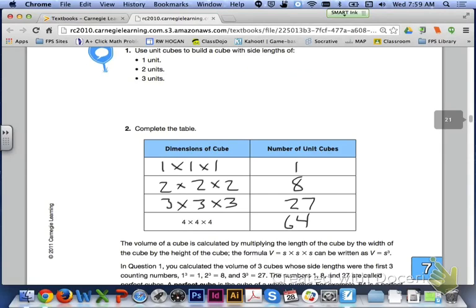If we take a look at the table, the dimensions of the cube for 1 unit are going to be 1 by 1 by 1 to give us 1 unit cube, 1 cubic unit. For 2 units, we will have 2 by 2 by 2 for 8 cubic units. And for 3 units, we will have 3 by 3 by 3 for 27 cubic units. 4 by 4 by 4 is filled in for you. That will give us 64 cubic units.